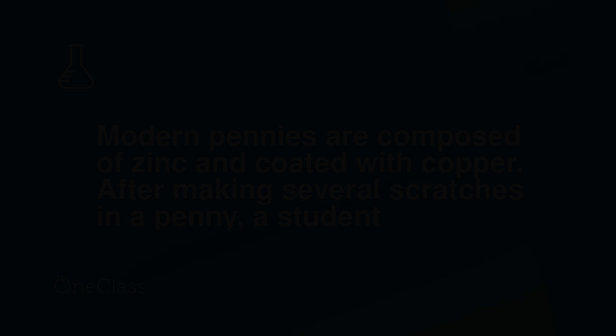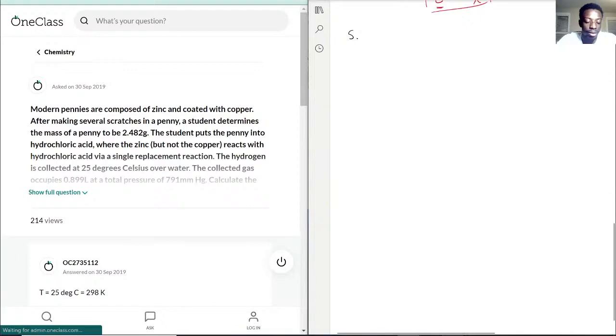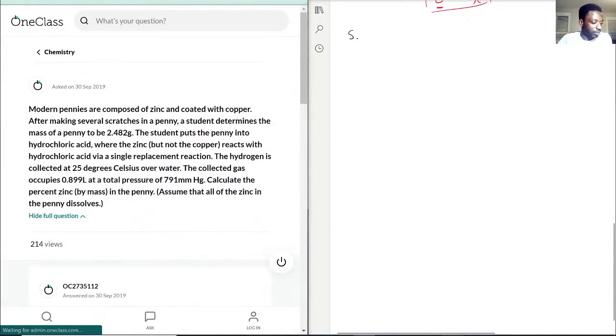Question 5. Okay. So, modern pennies are composed of zinc and coated with copper. After making several scratches in the penny, the mass of the penny is determined to be 2.482 grams. And this is after scratches, okay? So I guess they just kept scratching away and then waited. But we just have this number for now, and that will come into play later, okay?